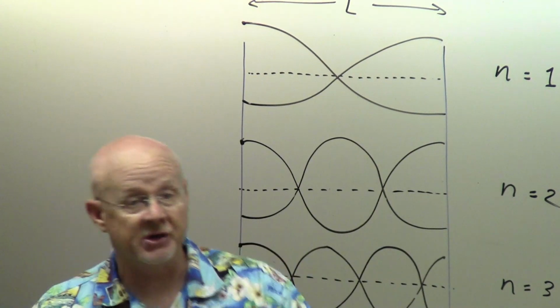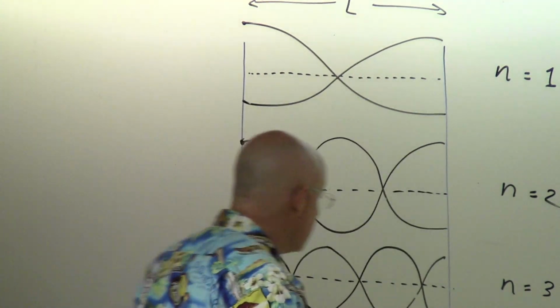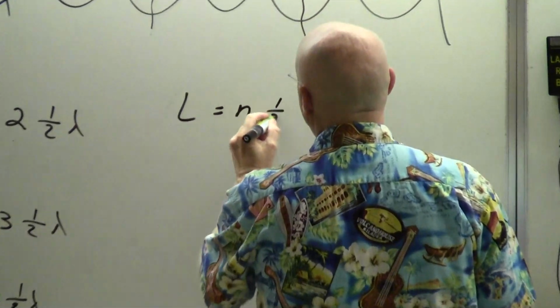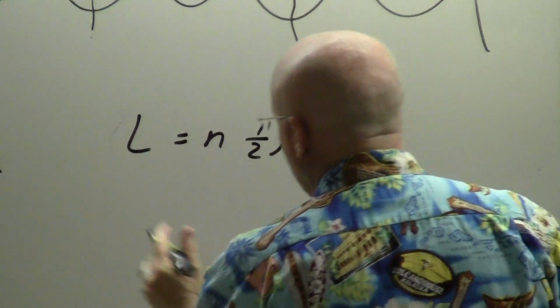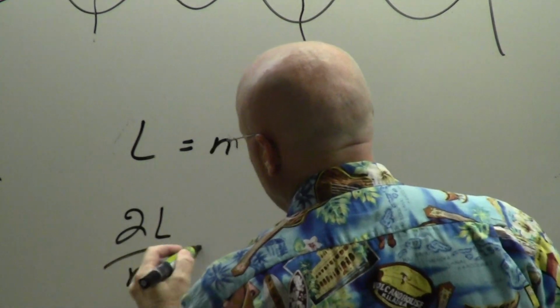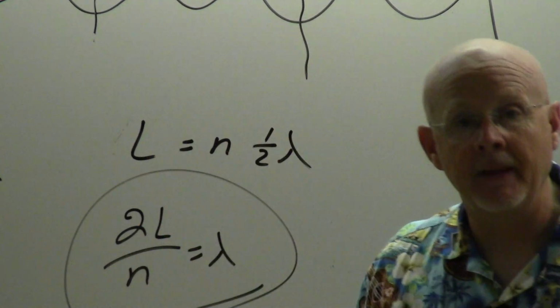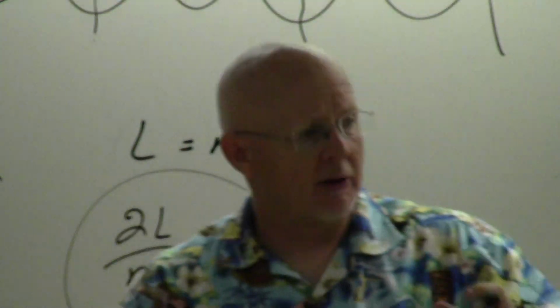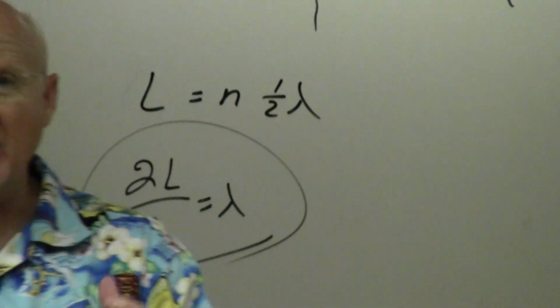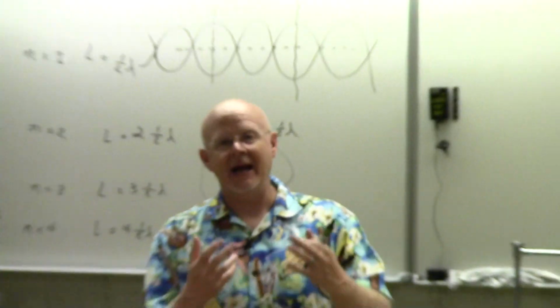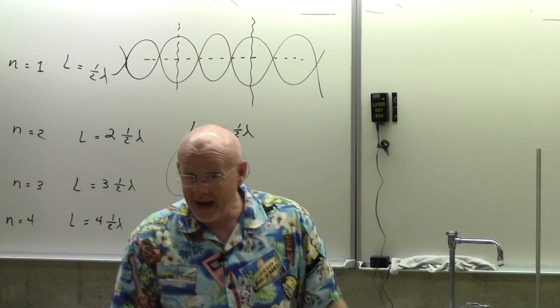So here's the good news. If you ever have a problem like this, I'll just do the general equation again, and then rearrange the variables, I get exactly the same mathematical formula that I got for the node to node. So that's kind of nice. Node to node is actually the same as antinode to antinode.